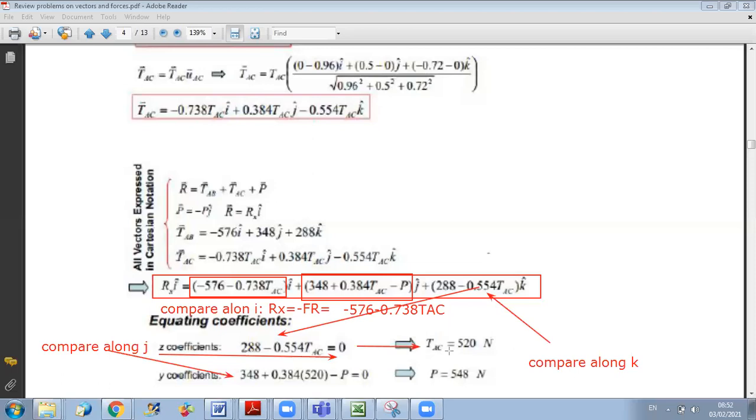Once you find TAC, you can replace back in the comparison along J, so you get your second unknown, which is P. And also, if you want to find FR, you replace back here and you get FR. Okay, so it's a system of 3 equations with 3 unknowns, which will allow you to find all the unknowns in your problem.